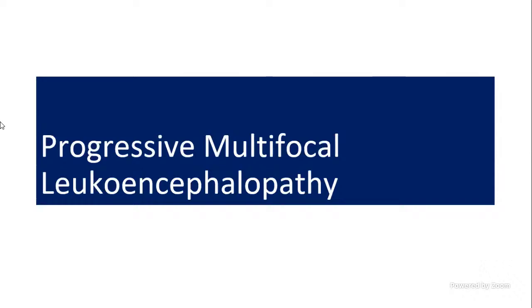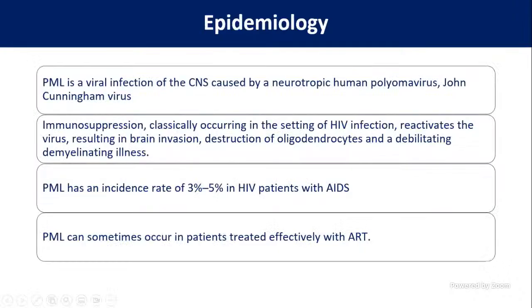PML is caused by a virus called the JC virus, also called the John Cunningham virus. It is a polyomavirus. Classically, because of immune suppression in the setting of HIV infection, the virus reactivates, causing destruction of the oligodendrocytes and a debilitating demyelinating disorder. About 3 to 5% incidence is seen in patients with HIV, and it can sometimes occur even after treatment with ART. It can be a very debilitating disease.